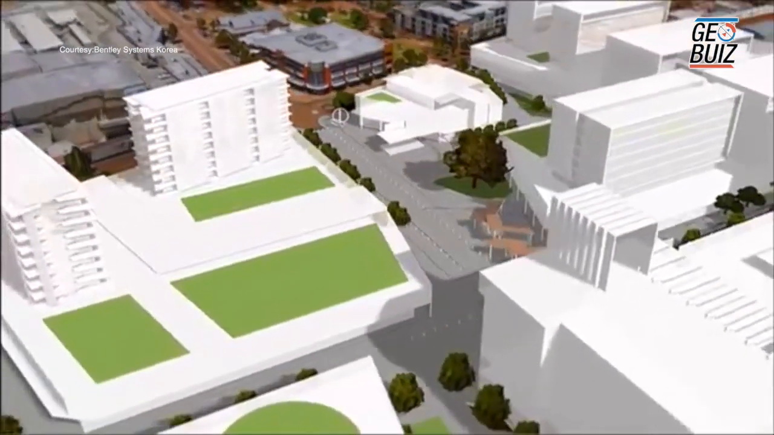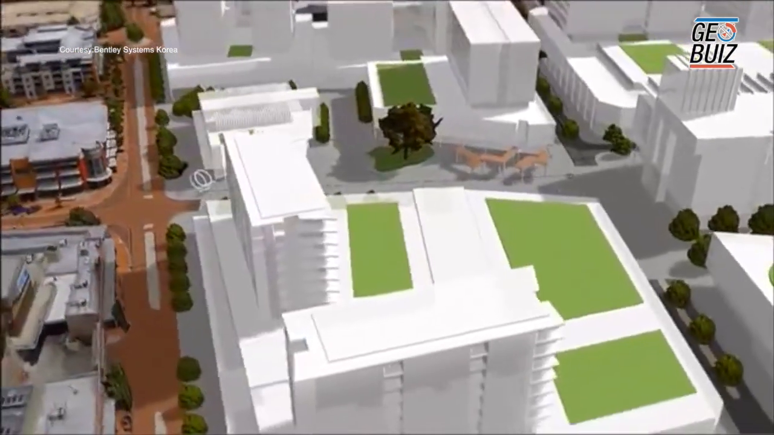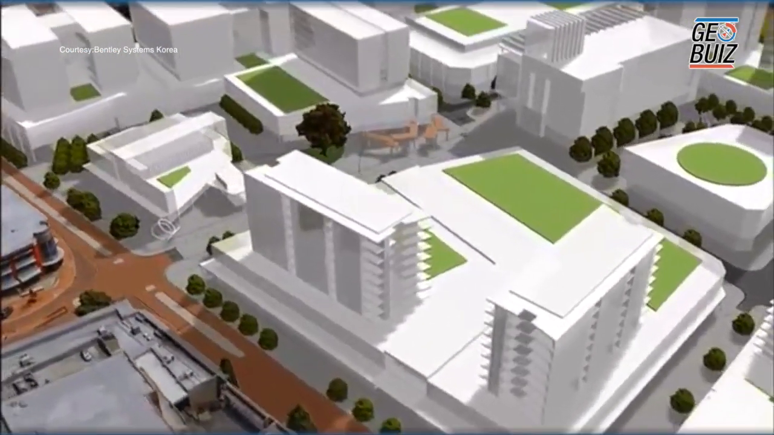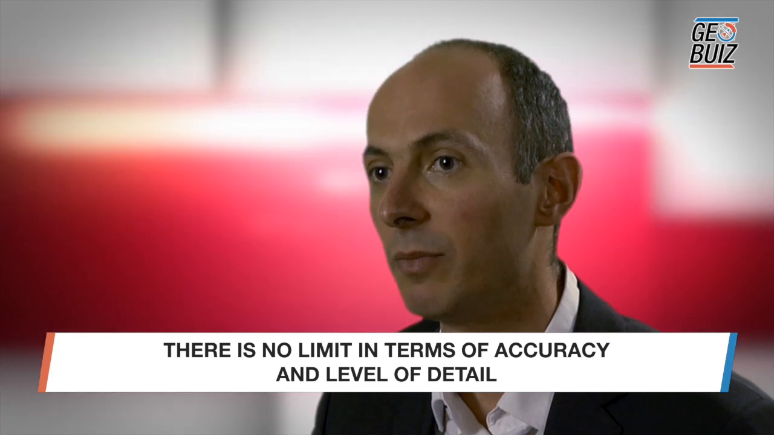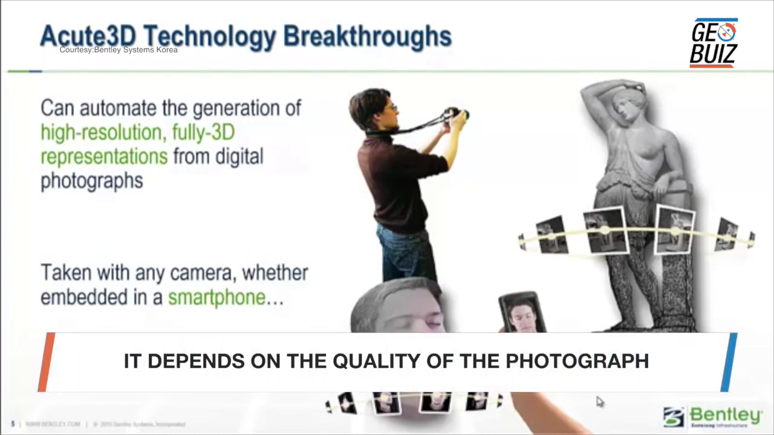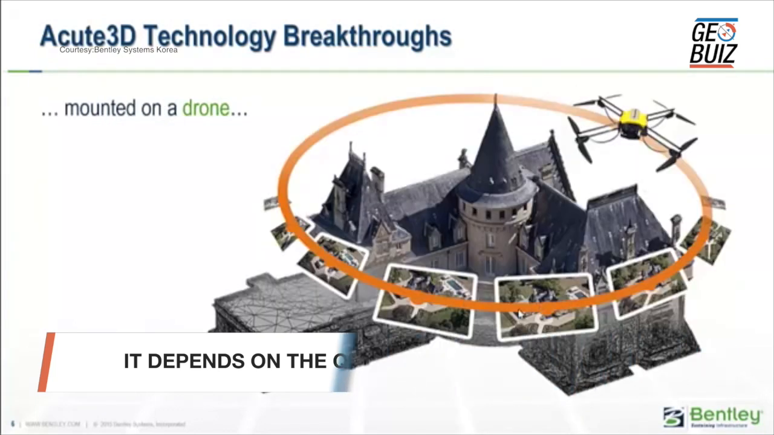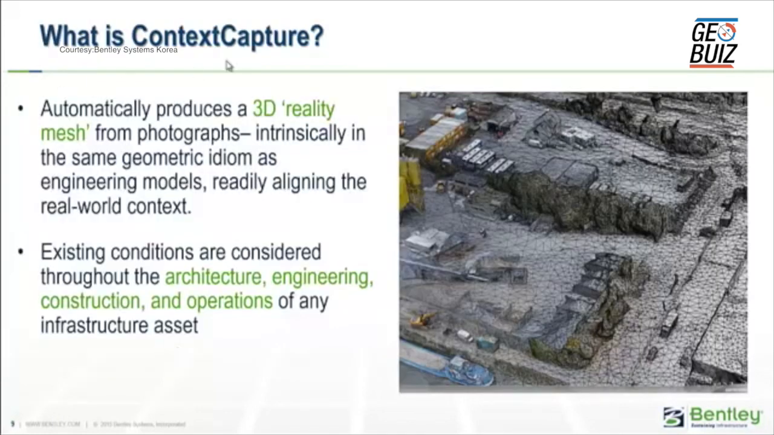At what level of detail can we actually create photorealistic models, and how navigable are they? There is no limit in terms of accuracy or level of detail. It all depends on the resolution of the input photographs. So if you need 1 centimeter precision on your 3D model, then you only have to take pictures with 1 centimeter pixel size. So you can adapt to the needed resolution by taking the right picture.